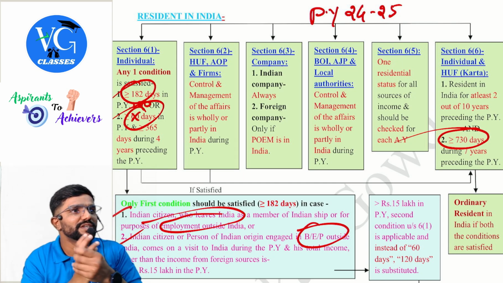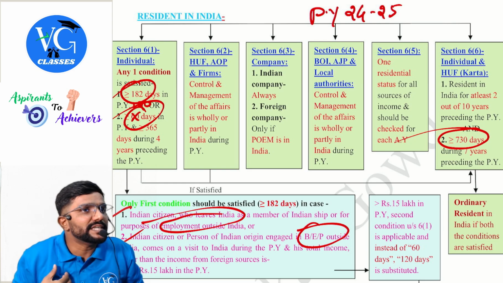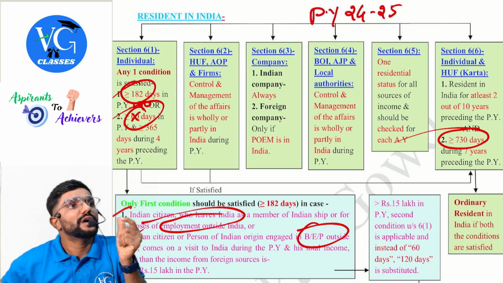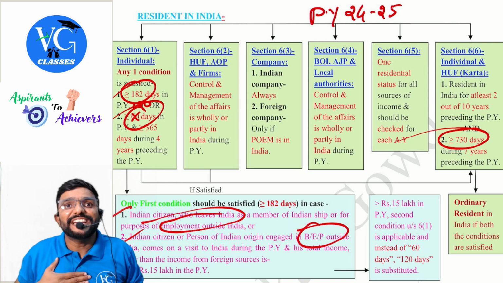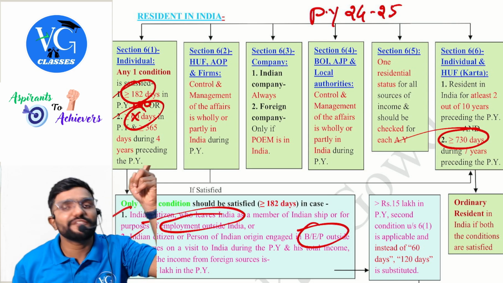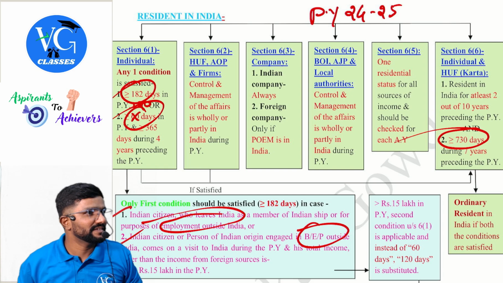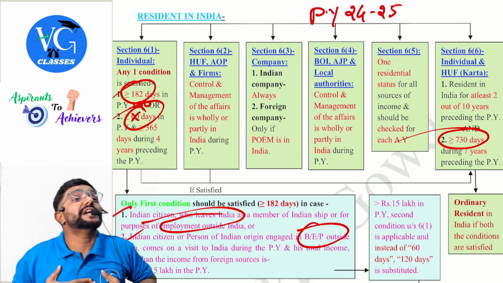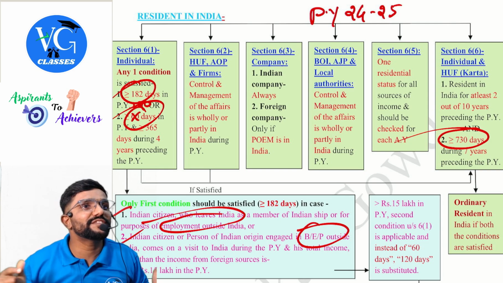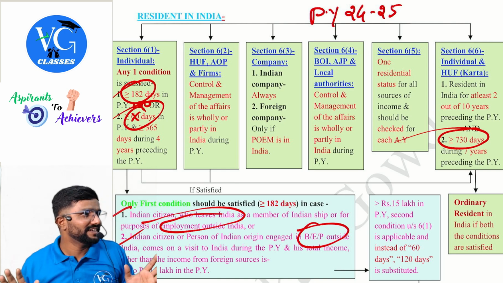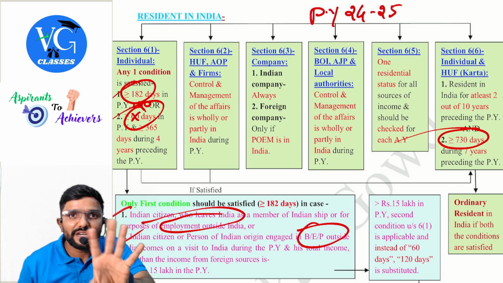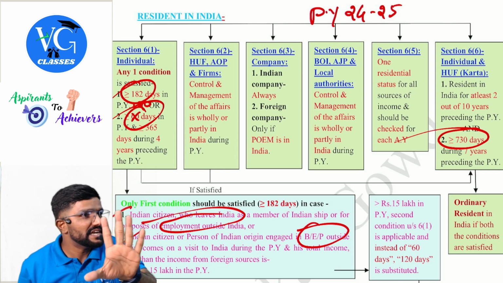Now let me ask you. Karta in his individual capacity is ordinary resident. What is the residential status of HUF? Ordinary. Karta in his individual capacity is not ordinary resident. What is the residential status of HUF? Not ordinary resident. Karta is a non-resident. What is the residential status of HUF? Most of the time, HUF might also be non-resident. Sorry, not ordinary resident, but we cannot conclude. Single line.